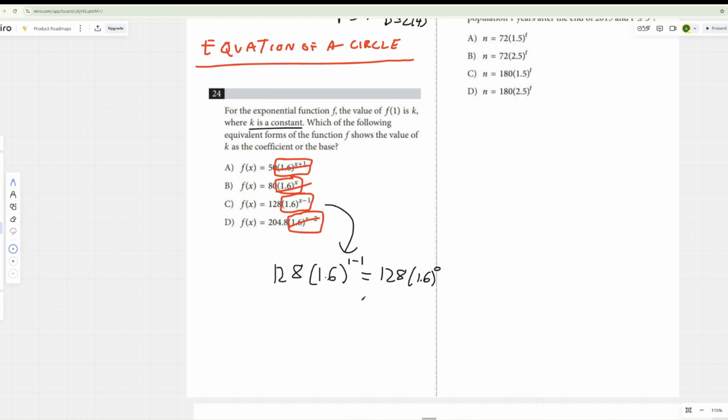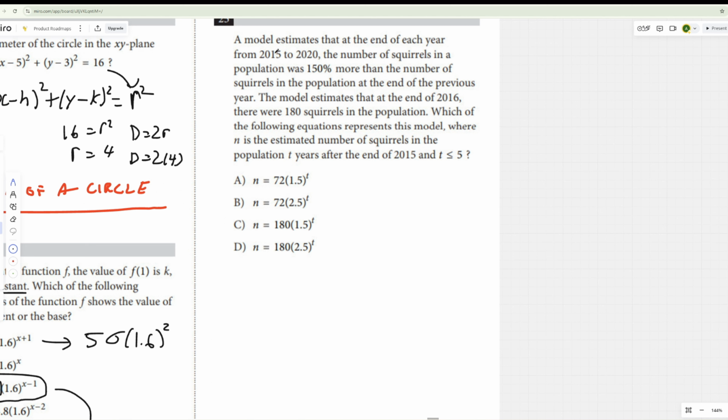A model estimates at the end of each year from 2015 to 2020, the number of squirrels in the population was 150% more than the number of squirrels in the population at the end of the previous year. The model estimates that at the end of 2016, there were 180 squirrels in the population. Which of the following equations represents this model where n is the estimated number of squirrels in the population t years after the end of 2015 and t is less than or equal to 5?